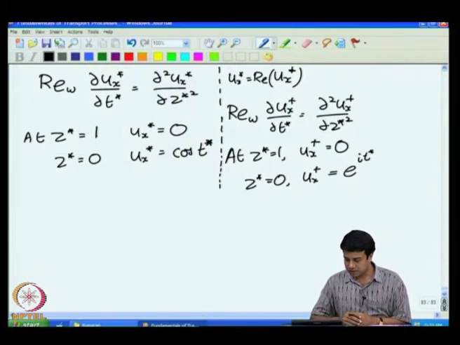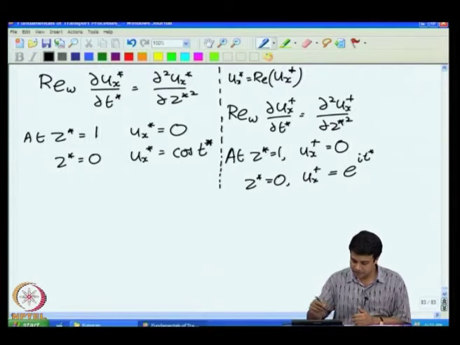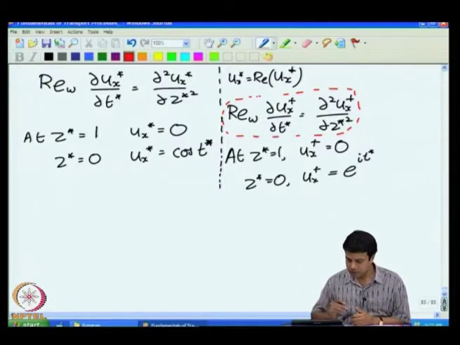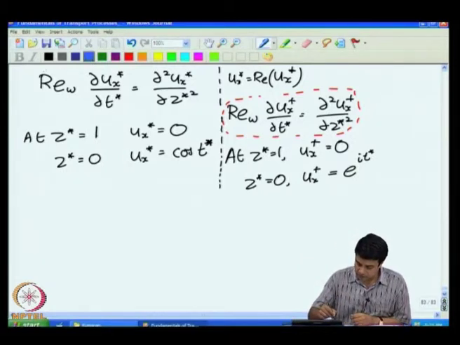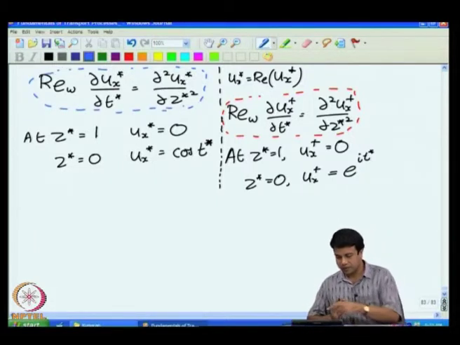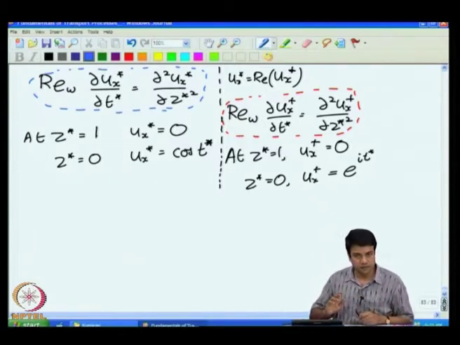And you can easily see that if I take the real part of this entire equation, Re omega is already real, I do get back the equation for my actual velocity field when I take the real part of the equation for the complex velocity field.